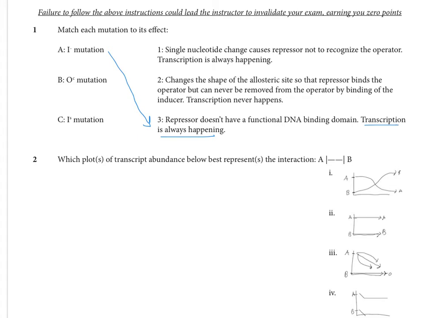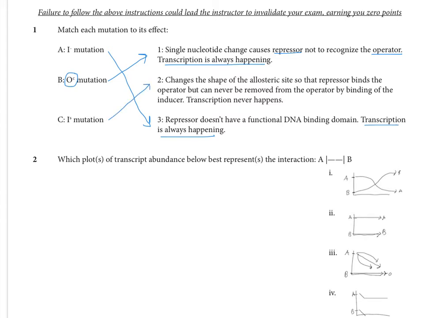The OC mutation is a mutation to the operator, which is a DNA sequence upstream of the lac operon, and that makes the operator DNA sequence different so that repressor doesn't recognize the new DNA sequence, and this is why this is a constitutive mutation as well. That leaves C matching with 2.